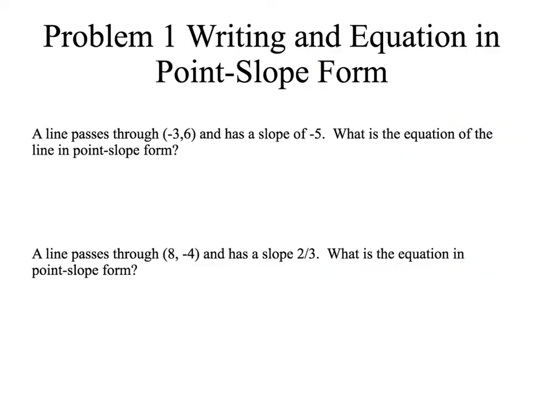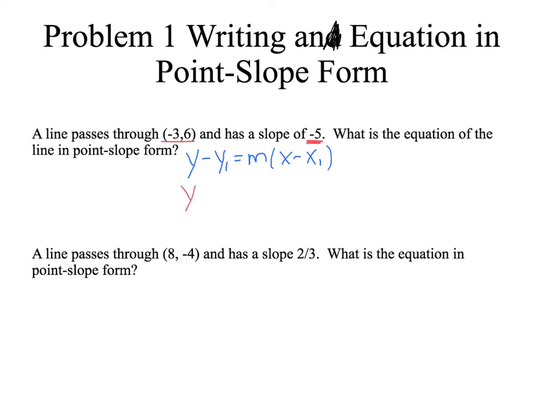Okay, so problem 1 is writing an equation in point-slope form. We need a line that passes through the point (-3, 6) and has a slope of -5. What is the equation of the line in point-slope form? I think the more you write down point-slope form, the easier it is for you to memorize. So we're going to write down y minus y1 equals m times (x minus x1). Okay, now we start filling things in.